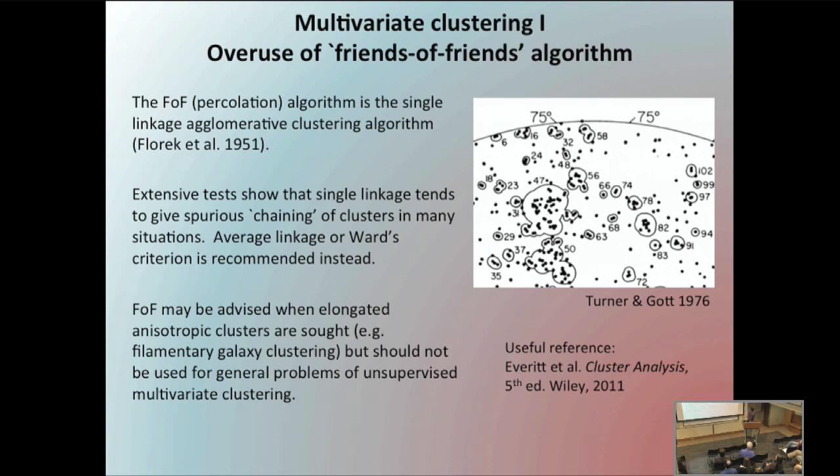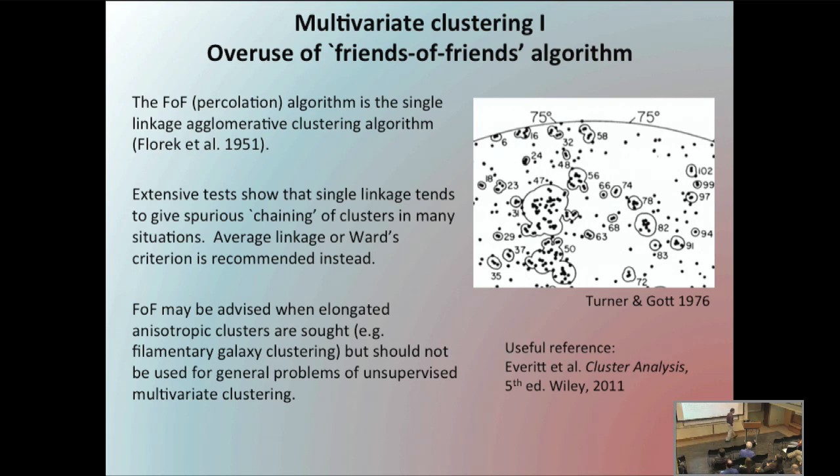The Friends of Friends algorithm that was developed here at Harvard in CFA in 1976 is basically not recommended by any statistician for finding a hierarchical non-parametric clustering because it gives spurious chaining of clusters. And every book in the field knows this, states all the tests that do this. They recommend average linkage or Ward's criterion instead.